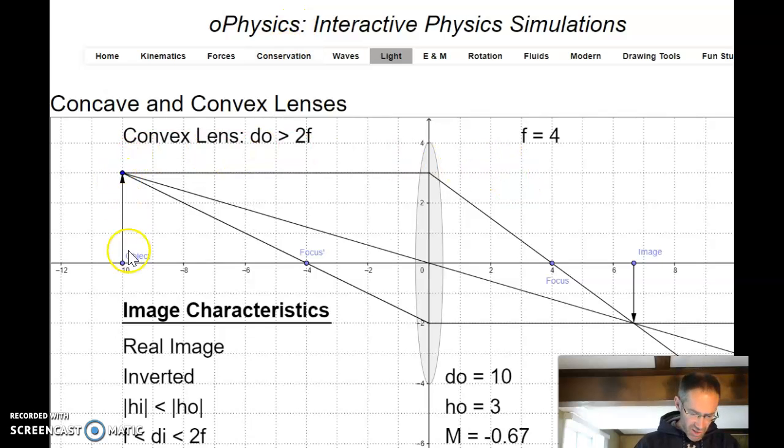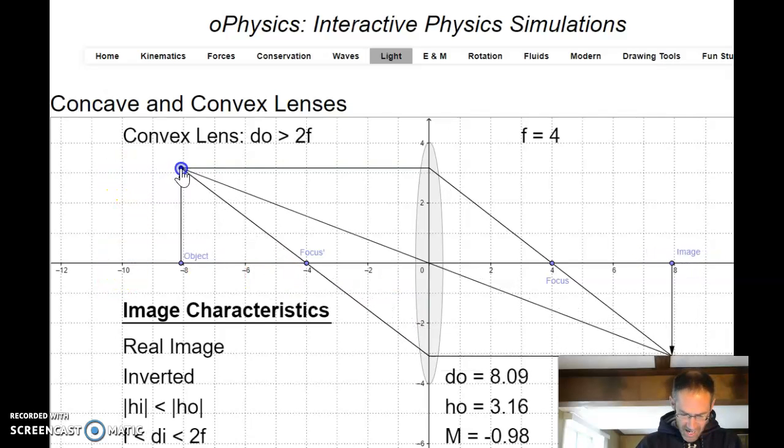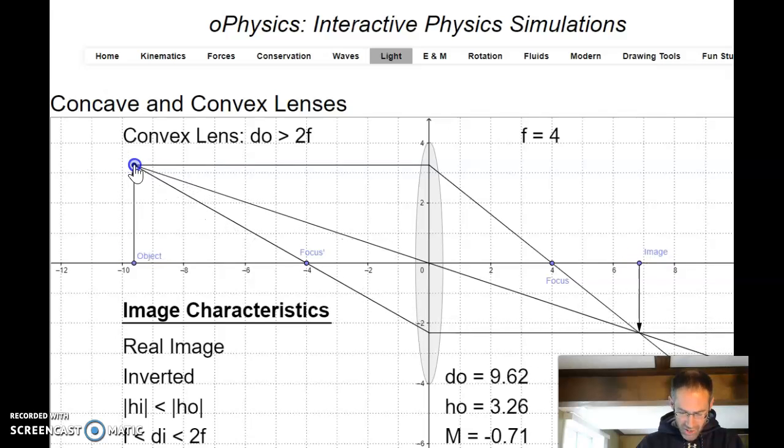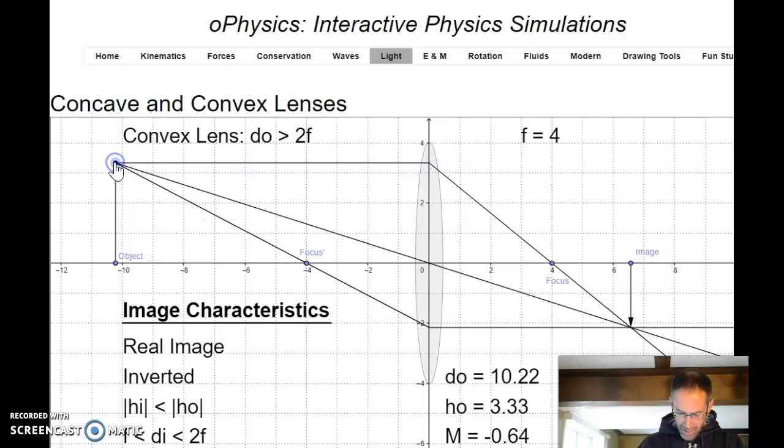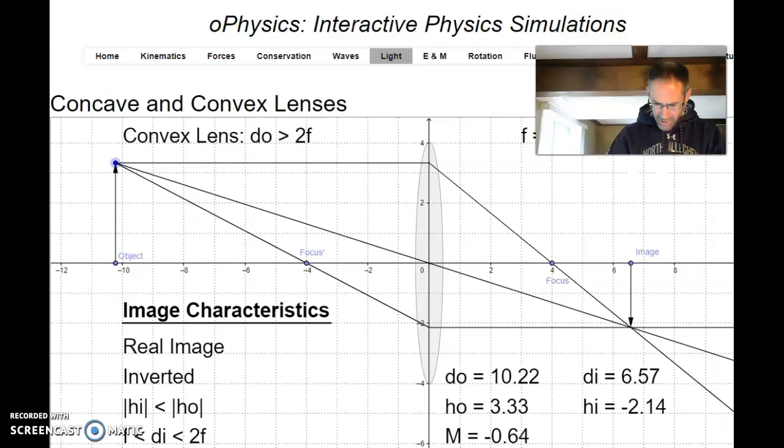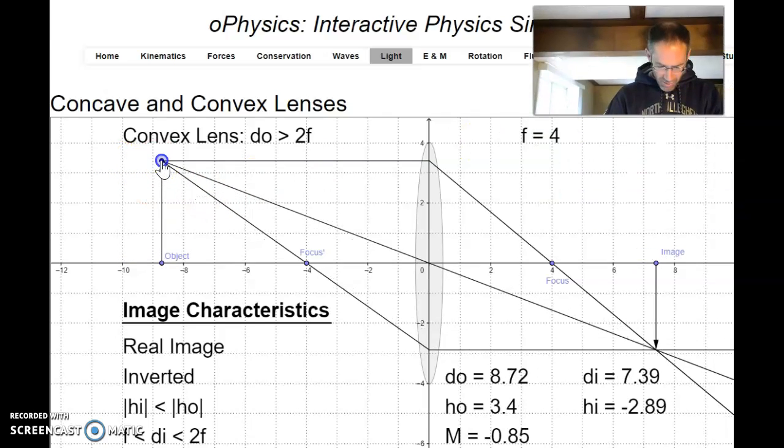But you can see that here's our object, and it's near a converging lens. I can take that object and I can move it around, and as you can see, as I move this thing around, I'm changing the magnification, I am changing the image height, object height, and so forth. So let me get out of our way here. And so I can move this thing around and I can change those.